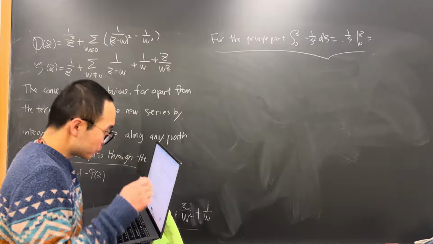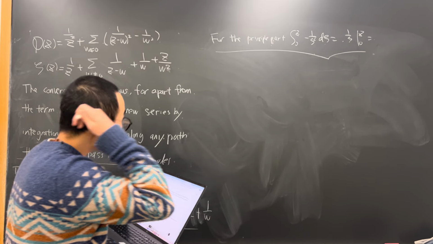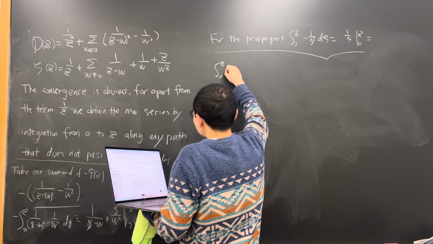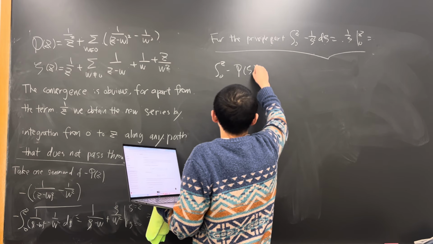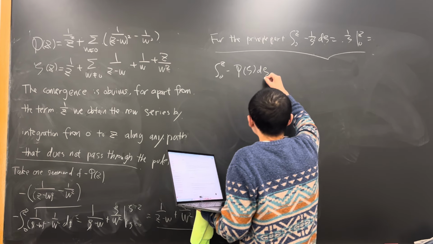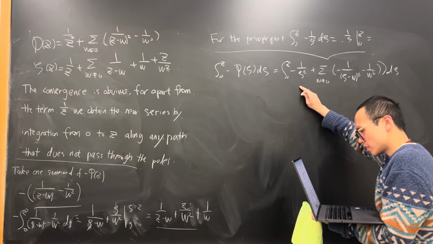Let me ask you the question again. When you write the integral of 1 over z minus p of zeta d zeta, which is equal to the integral from 0 to z of negative 1 over zeta squared plus the summation over omega not equal to 0 of negative 1 over theta minus omega squared minus 1 over omega squared d theta, what guarantees the convergence of the integral? Because you have a pole at 0.